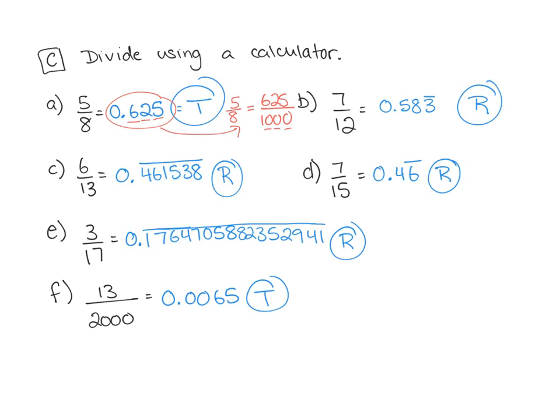What about for question F? 0.0065. As a decimal fraction, this would be 65 out of 10,000, and it's also in the 10,000ths place, right? Tenths, hundredths, thousandths, 10,000ths. That's partially where we get our 10,000ths from.